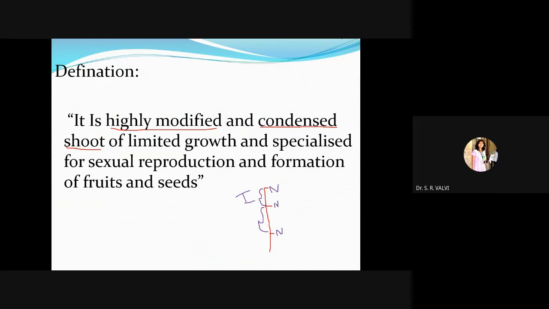And hence this flower is called a condensed shoot of limited growth, because we don't see any growth in the case of a flower. Once the flower is in blooming condition, it undergoes pollination, fertilization, and then formation of seeds and fruits. So this is the process of a particular flower and the end of the flower.